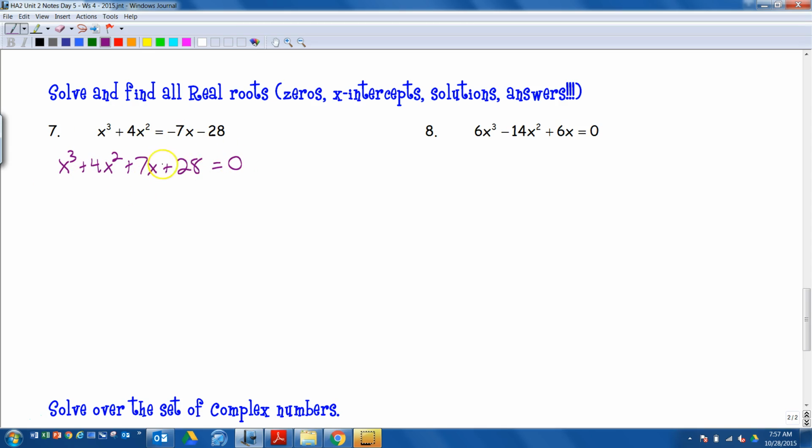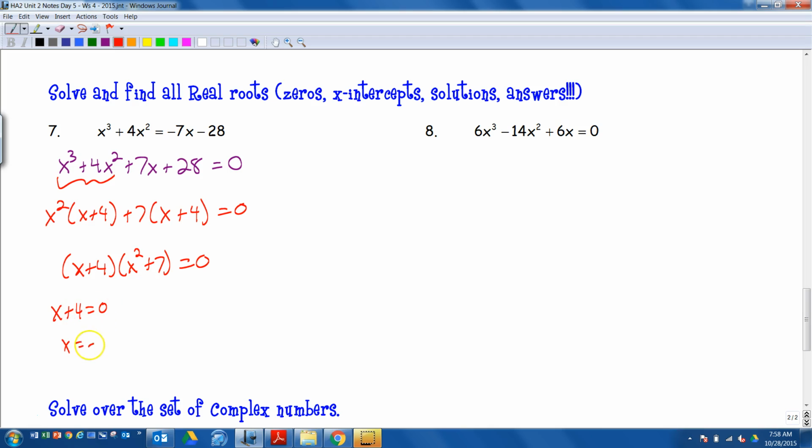Second step, can you GCF the whole thing? No. Third step, figure out which pattern you can use. It looks like it would be grouping. So we take out an x squared and a 7. And now at this stage, we solve. We set it equal to 0 and solve. So we get x plus 4 equals 0. So x equals negative 4. x squared equals negative 7. x equals plus or minus i root 7.